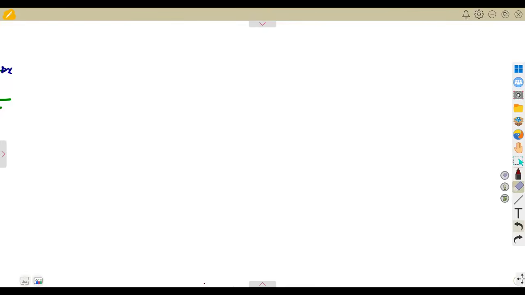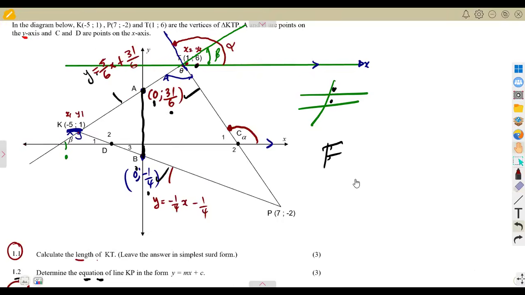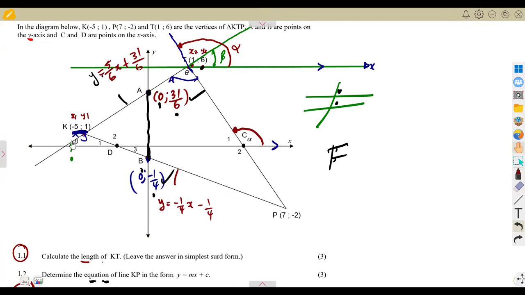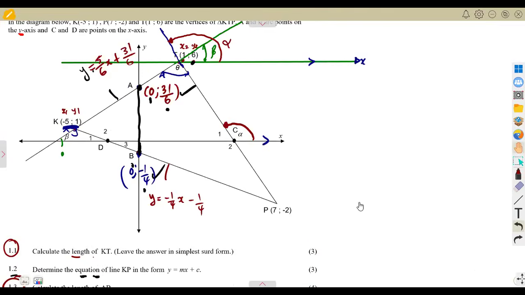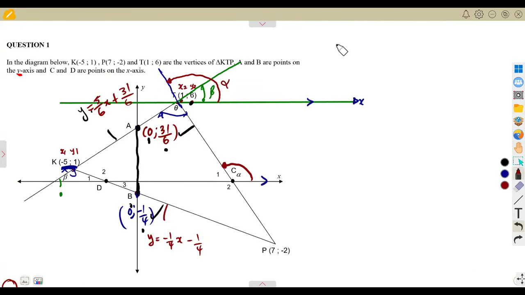All right, so this is what I'm going to do. With this, I can calculate beta because I know this beta is the same as this beta that I'm having here, which is the angle of inclination, from the corresponding angles concept. All right, so that's 1.4. Like I said, there's a lot that we need to consider there. So beta, the angle of inclination, is going to be taken from the line KT.